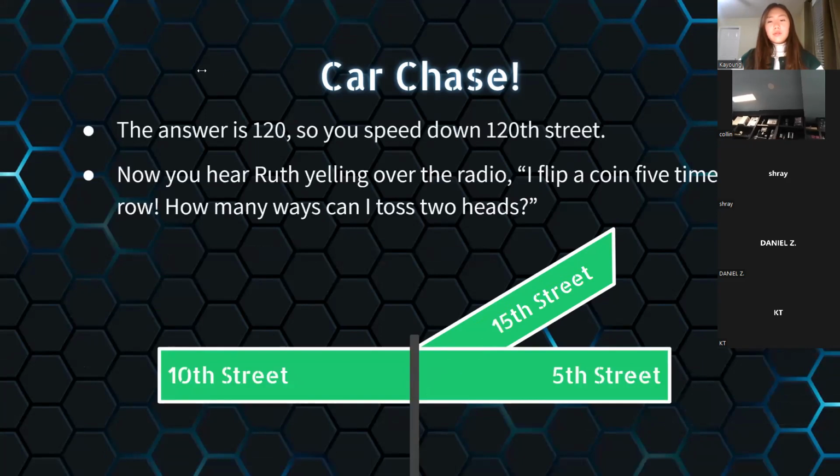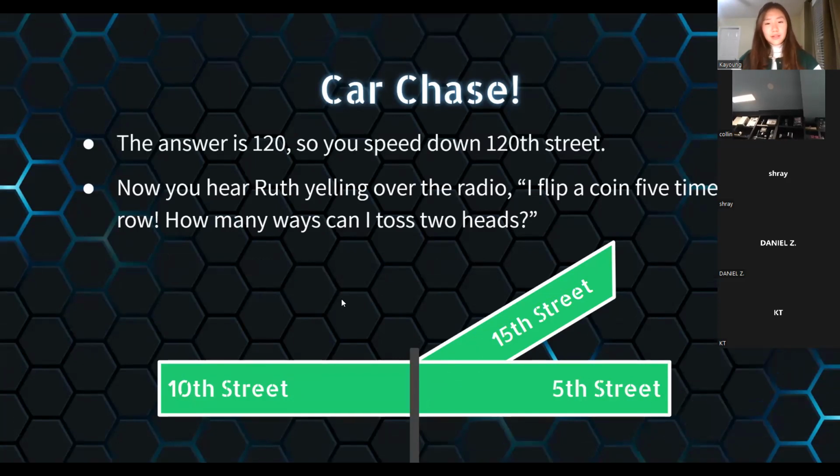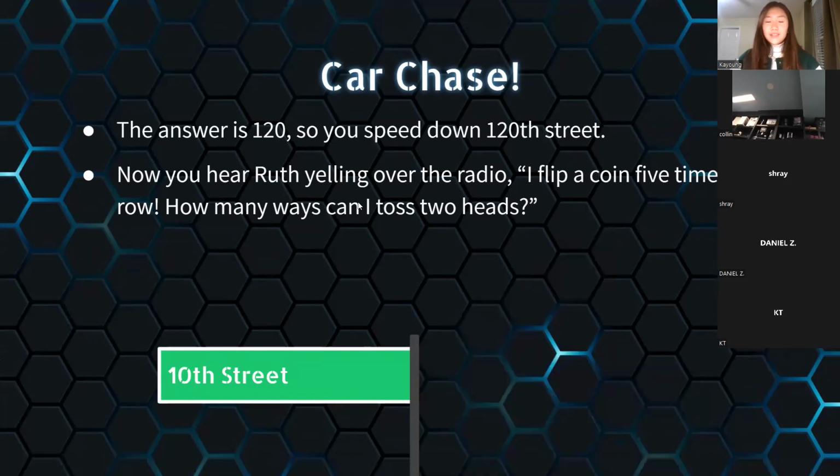And then next, Ruth says, I flip a coin 5 times in a row. How many ways can I toss 2 heads? I wonder. 10. Oh, who said that? Such a genius. Me. Nice. So yeah, it's 10 because there's 5 coins, right? So I did 5 times 4 divided by 2.